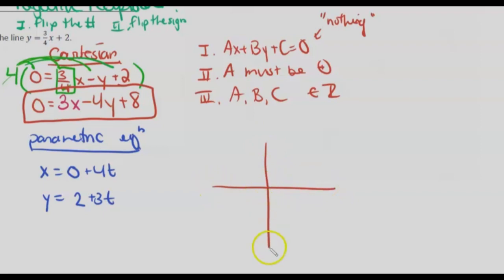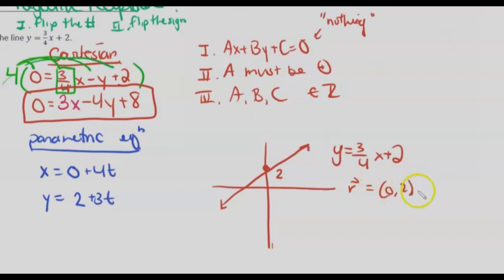And if you just think about this line, y-intercept is 2, positive slope. This is the line y equals 3/4 x plus 2. We can also write this as vector r equals (0, 2) plus t(4, 3). So now we're labeling these graphs with either or.